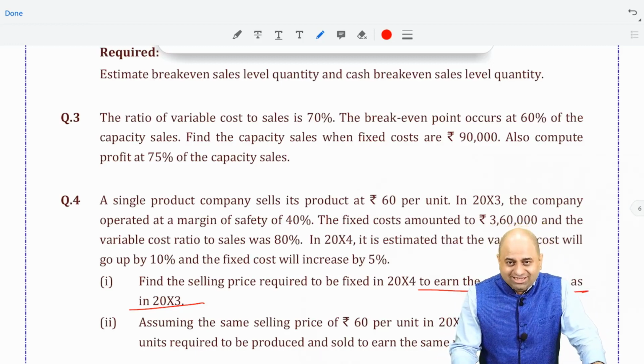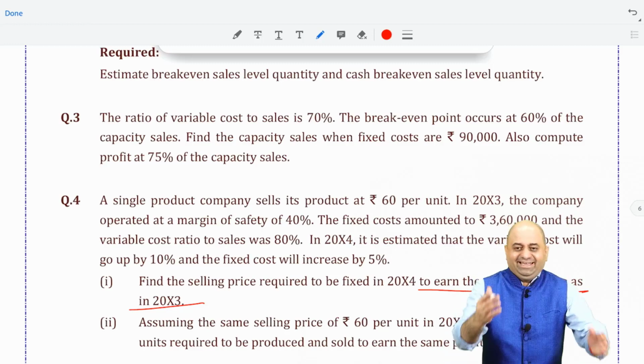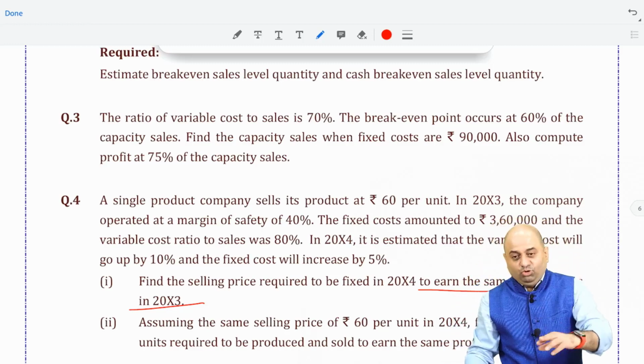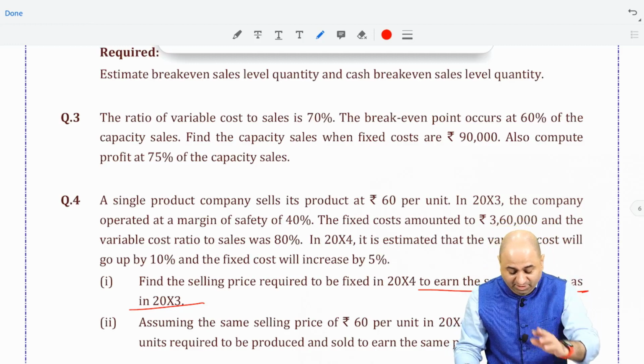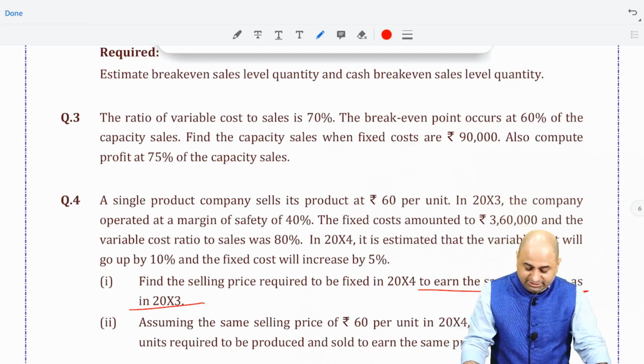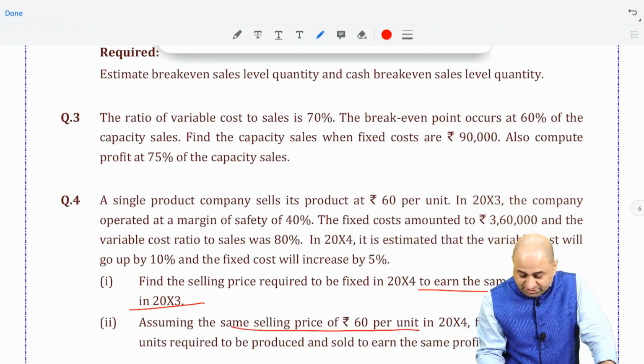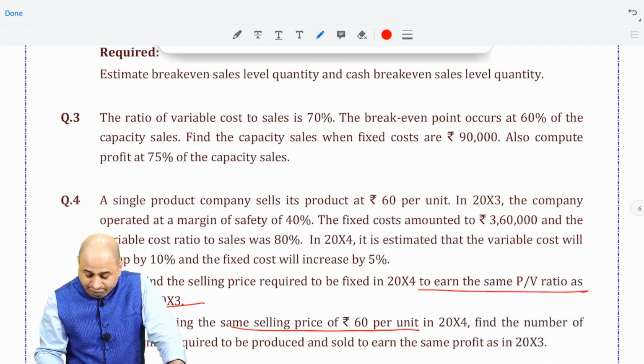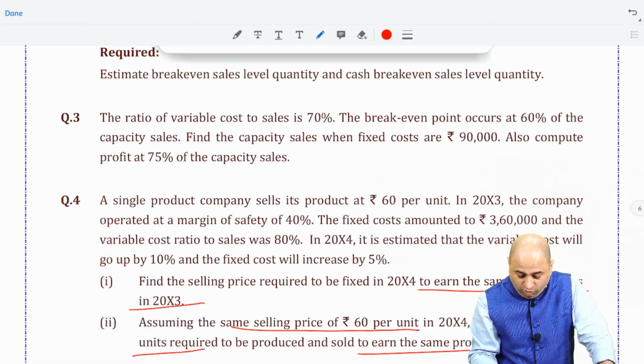No, required part 2 doesn't say make me invisible. Required part 2 says that the same selling price of 60 per unit and profit also the same. You want to find out the number of units required to be produced and sold.